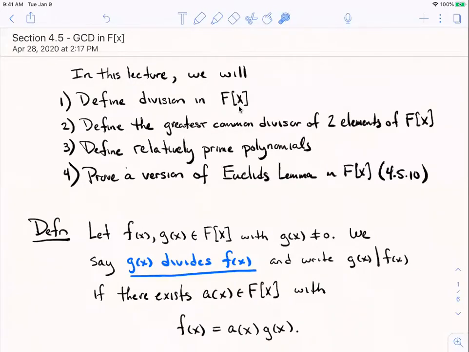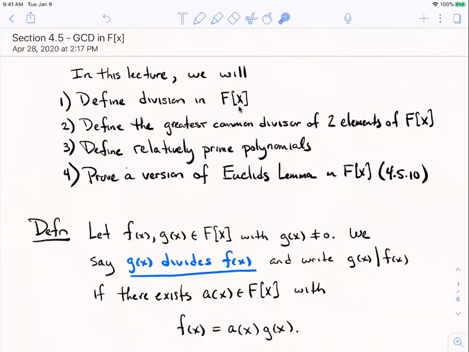Let me just kind of walk you through them. I want to define what I mean by division or divisibility in the polynomial ring. I want to define what I mean by the greatest common divisor of 2 elements in the polynomial ring, what I mean by relatively prime polynomials, and then I want to prove a version of Euclid's lemma. It's theorem 4.510 in your book.